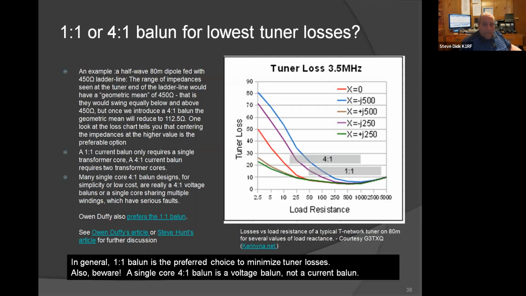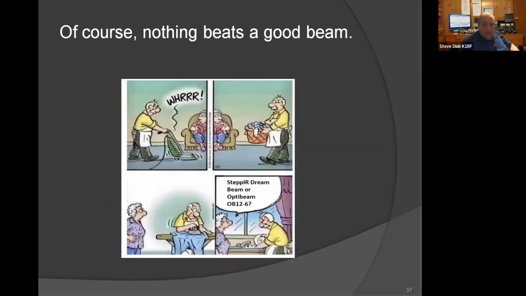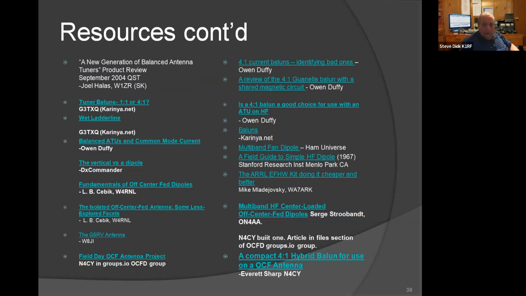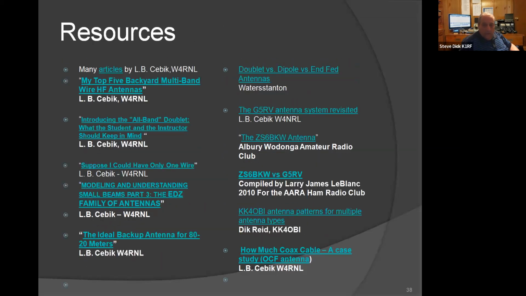Do you want a 1-to-1 or a 4-to-1 balun? In general, a 1-to-1 balun is the preferred choice to minimize tuner losses. Of course, nothing beats a good beam. So that's the story.